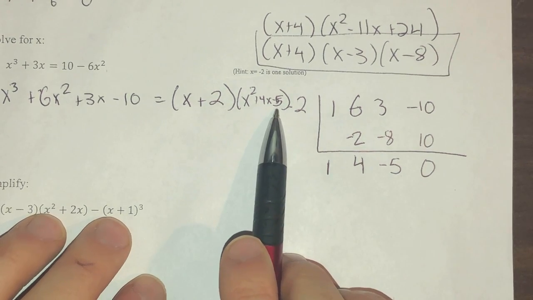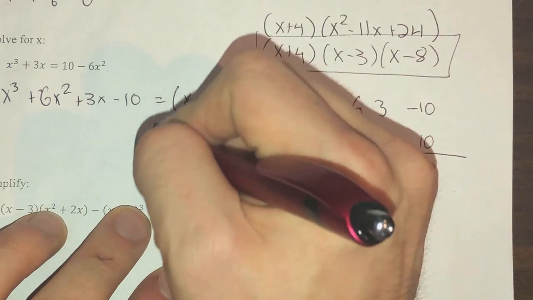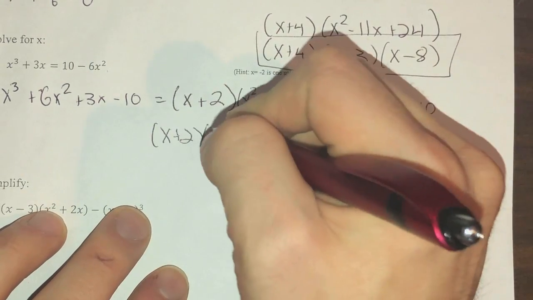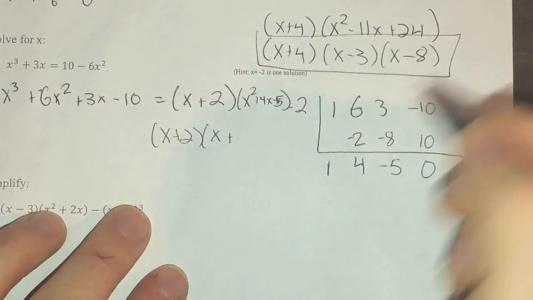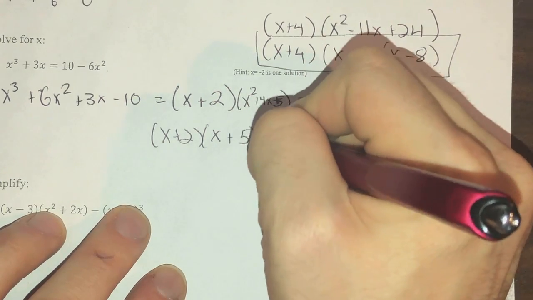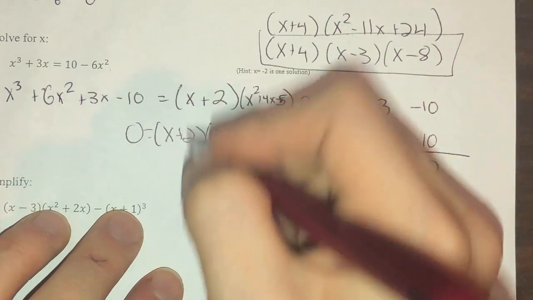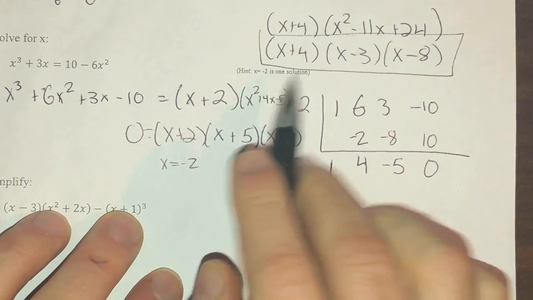Well, are there two numbers that multiply to negative 5 and add to 4? Yes. So let's factor it. x plus, let's see, it's got to be a plus and a minus. x plus 5 and x minus 1. And if this is equal to 0, let's see. Well, negative 2, which we knew.